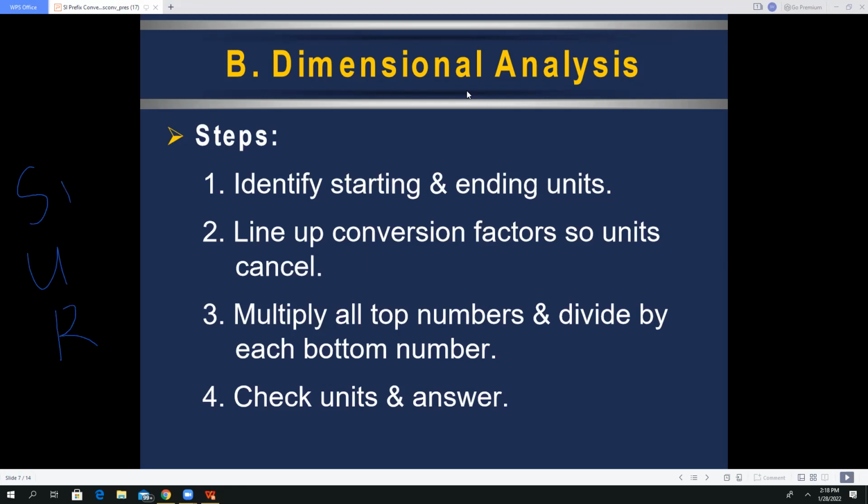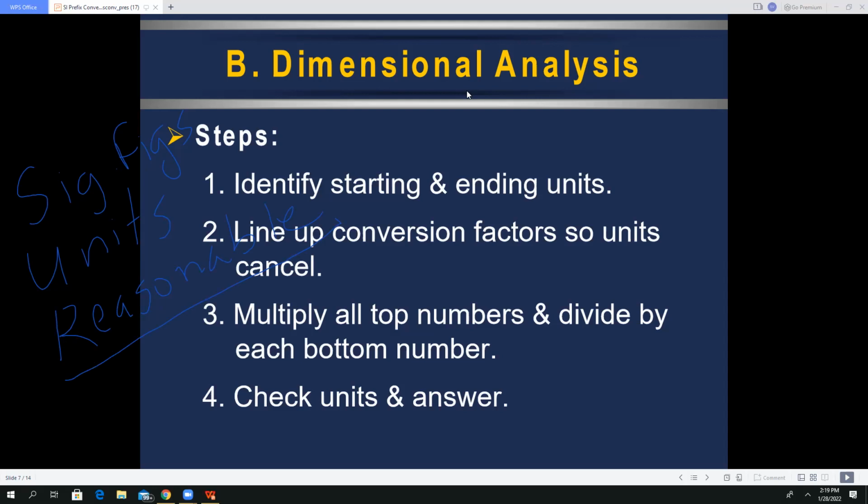So sig figs, you have to check those. Make sure you have the right units. And is your answer reasonable? If for some reason you're changing meters to kilometers and you get a larger number, that's not reasonable, because we just said that kilometers are bigger, therefore you should only have a fraction of it, right? So that would not be reasonable, and then you would know that something went wrong.